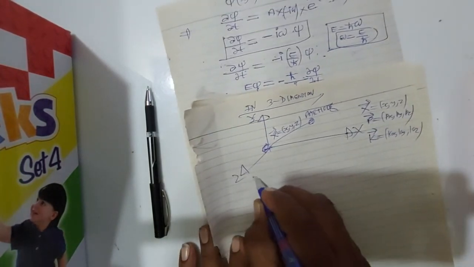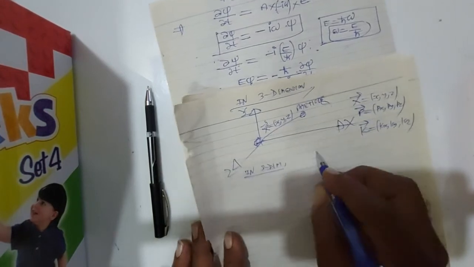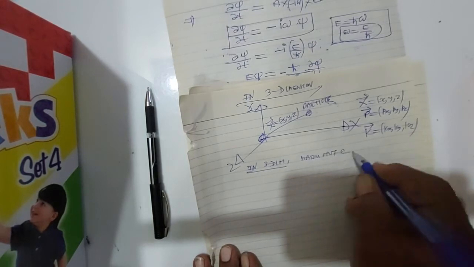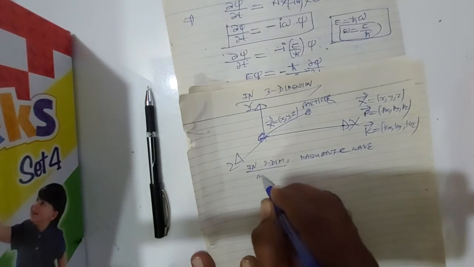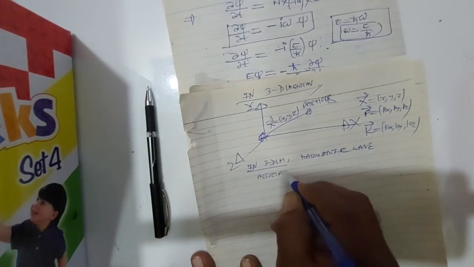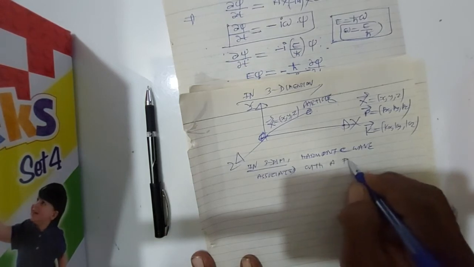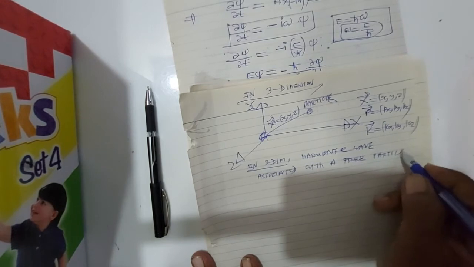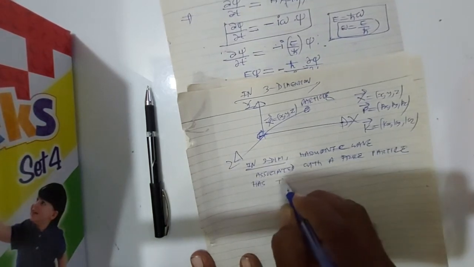So in three dimensions, the harmonic wave associated with a free particle has the form.